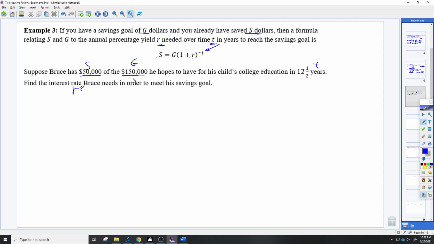Okay, so I'm going to plug in the numbers here. So 50,000 is S, so we do 50,000 equals, or G is 150, then we have 1 plus R to the negative T. Now T is in years. So, I guess I could do 12.5. I don't really like this. Maybe I'll just do a mixed number and do it that way. Or we could do 12.5. I guess it doesn't really matter, but I'll do a mixed number.